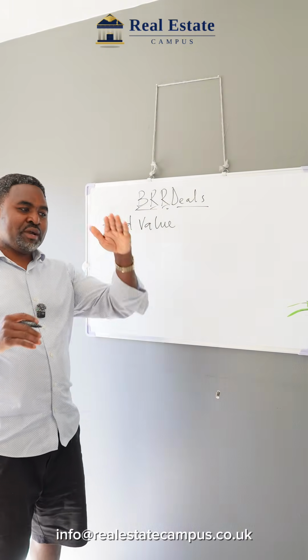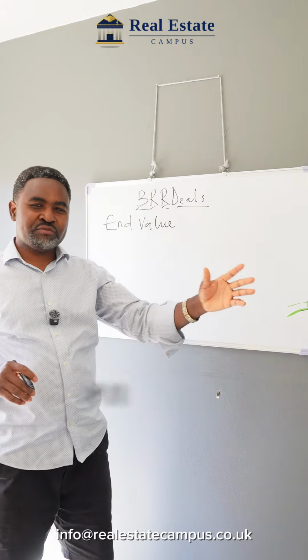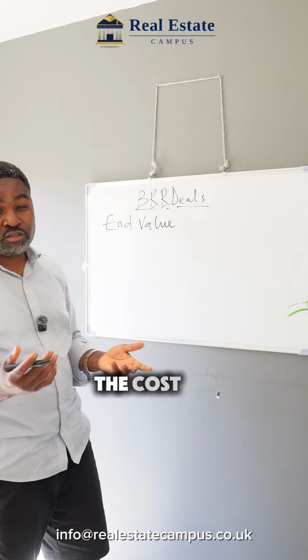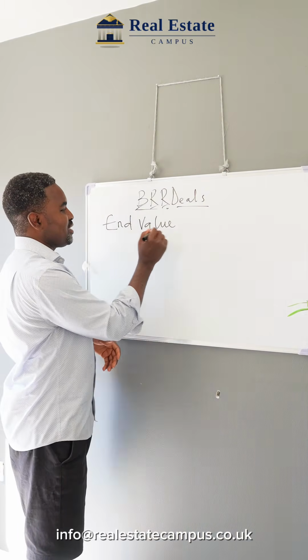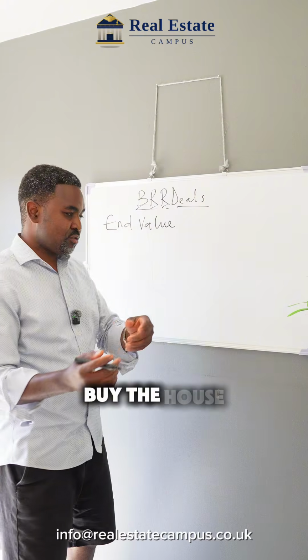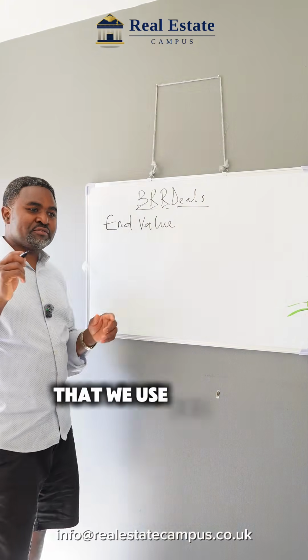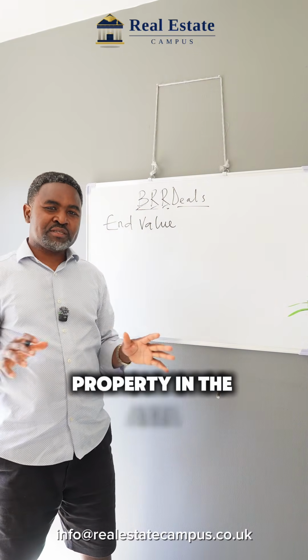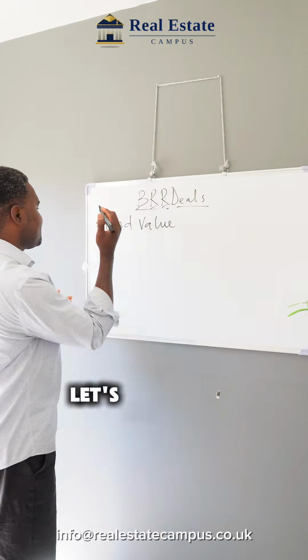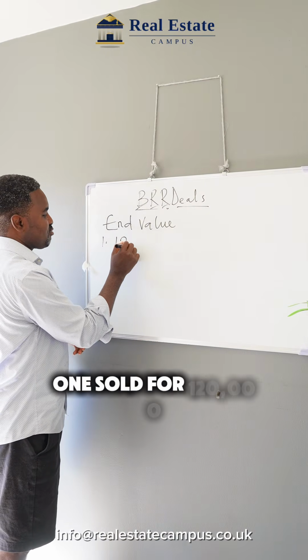So you know that you buy a property for a certain amount, and in my previous video I've already mentioned how you can work out the cost of refurbishing. Now, how do you calculate the end value even before you buy the house? There is a strategy that we use for you to find recently sold property in the area. Try and find three. Let's say number one sold for 120,000.